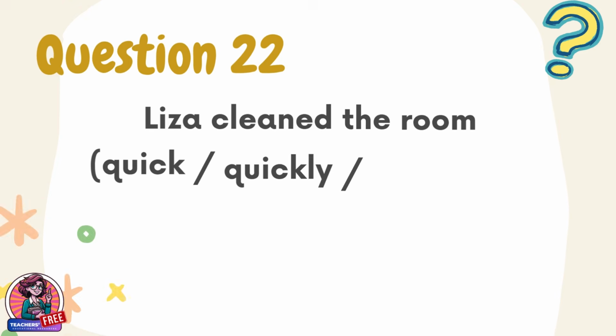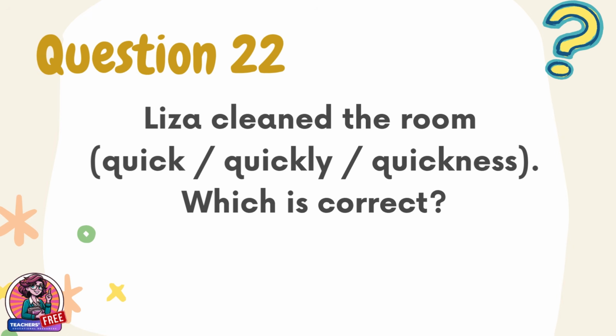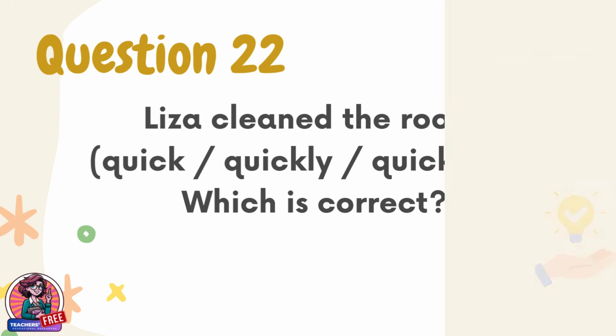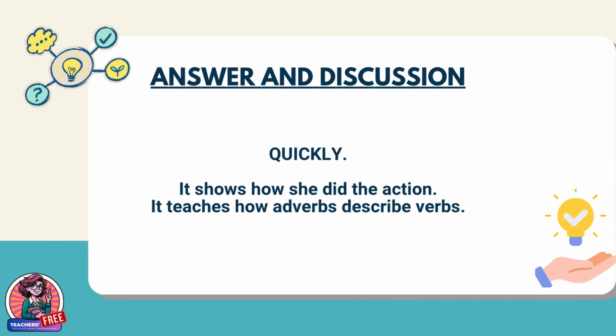Question 22. Lisa cleaned the room quick, quickly, quickness. Which is correct? Answer: quickly. It shows how she did the action. It teaches how adverbs describe verbs.